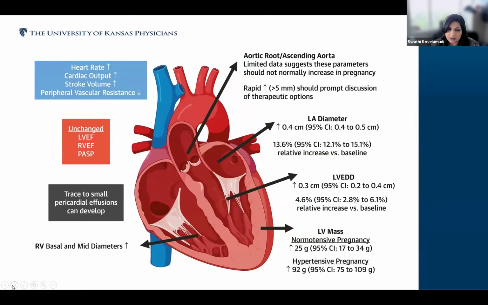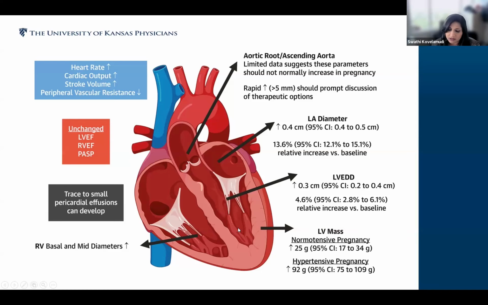When you order an echo on a pregnant lady, these are the changes that are normal, physiological, and expected. There's an increase in cardiac output and stroke volume, and a decrease in peripheral vascular resistance, because of which there is a generalized dilation of almost all cardiac chambers. The left and right atria dilate, the right ventricle and the left ventricle dilate, and the myocardial mass increases.